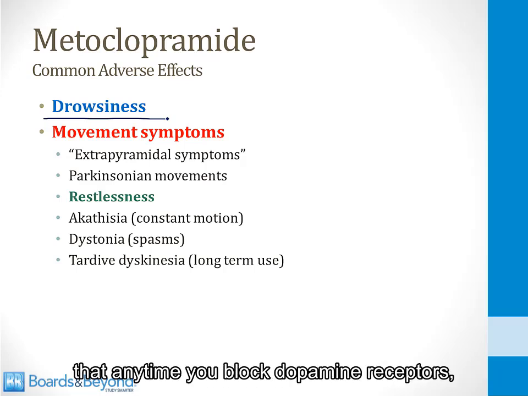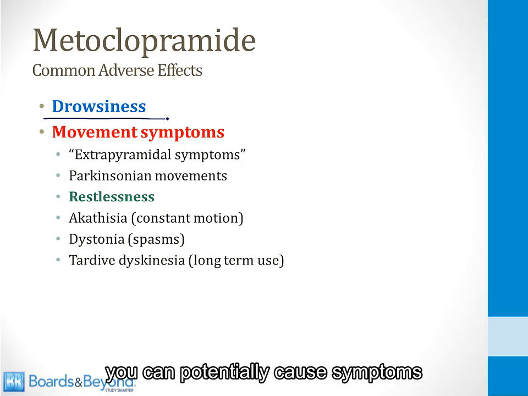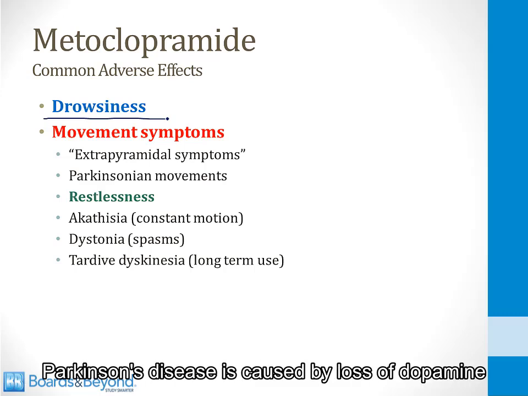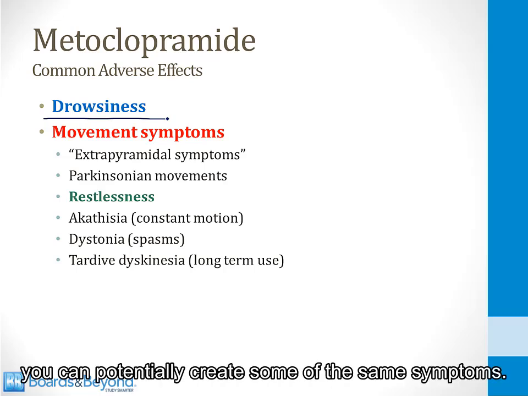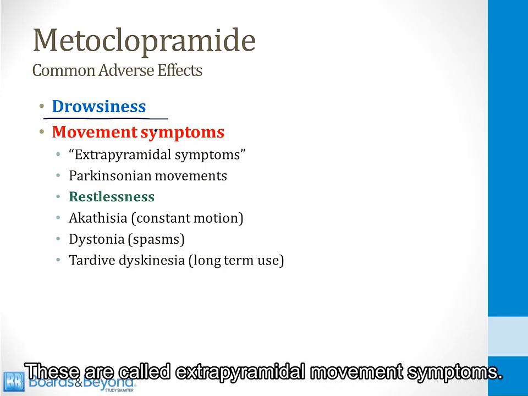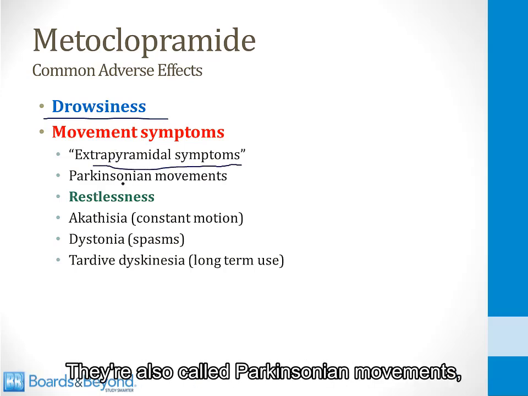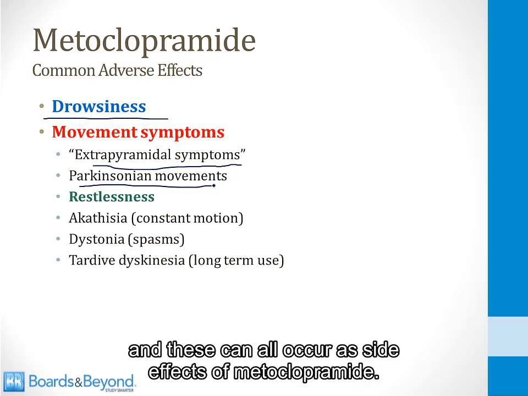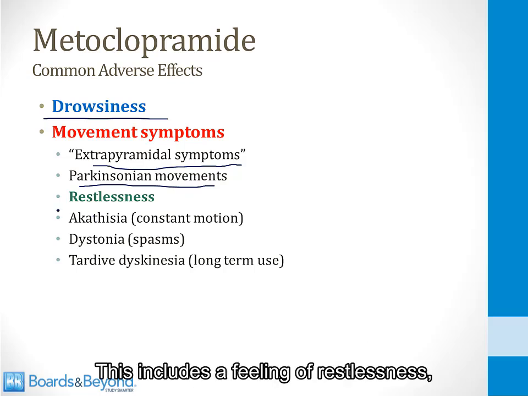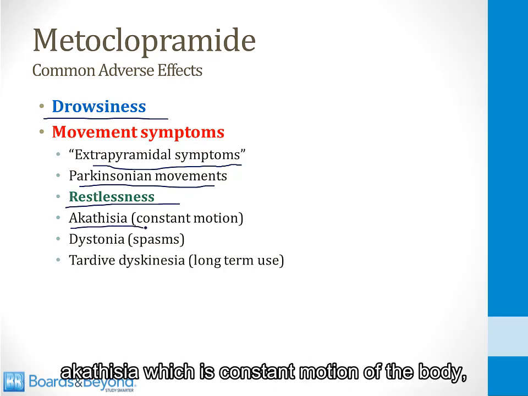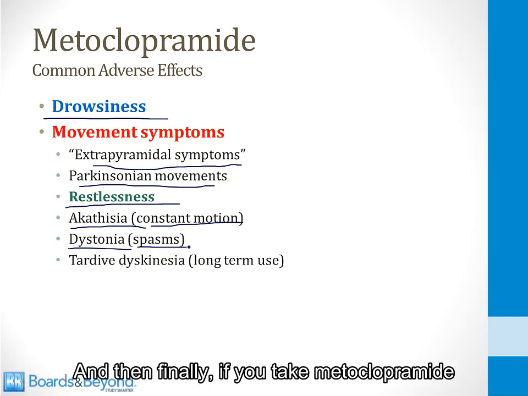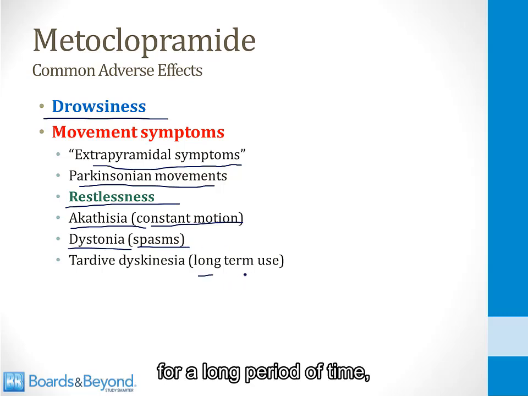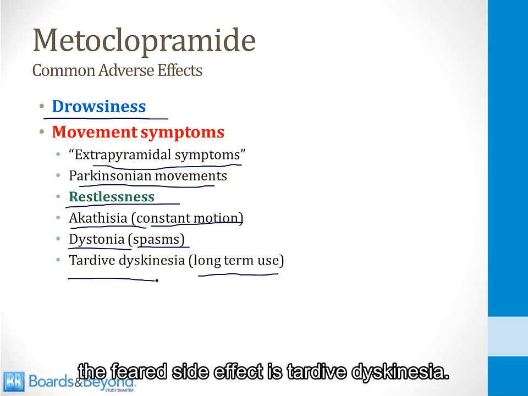And then you should always remember that anytime you block dopamine receptors, you can potentially cause symptoms that are similar to Parkinson's disease. Parkinson's disease is caused by loss of dopamine in the central nervous system, so when you block dopamine, you can potentially create some of the same symptoms. These are called extrapyramidal movement symptoms. They're also called Parkinsonian movements, and these can all occur as side effects of metoclopramide. This includes a feeling of restlessness, akathisia, which is constant motion of the body, dystonia, which are muscle spasms, and then finally, if you take metoclopramide for a long period of time, the feared side effect is tardive dyskinesia.